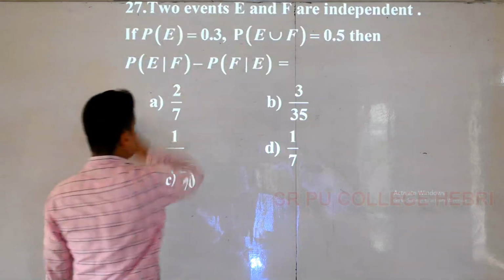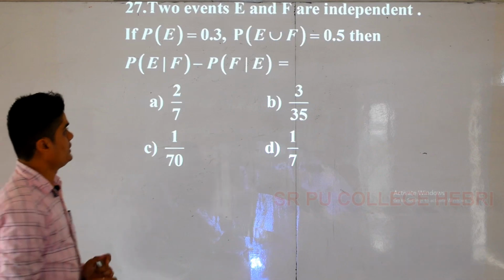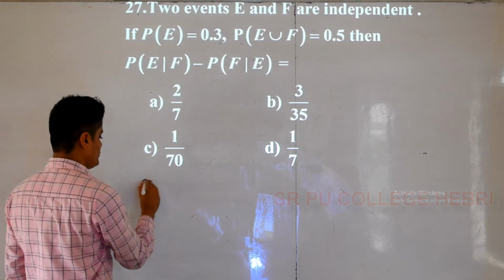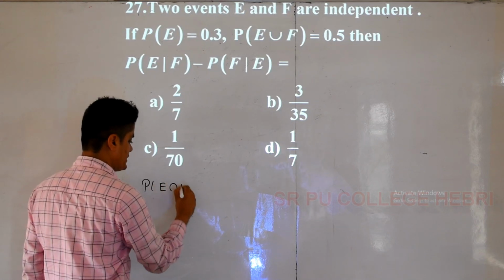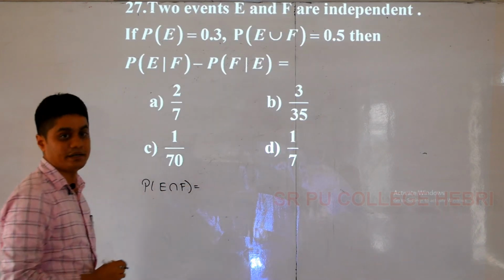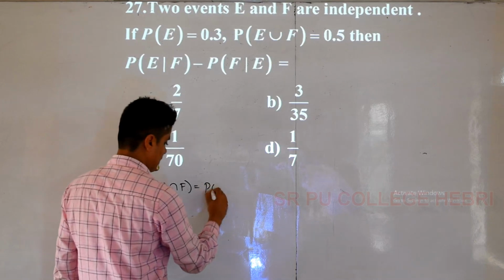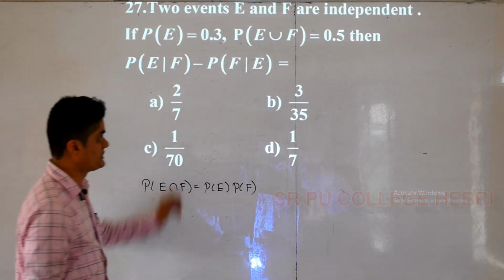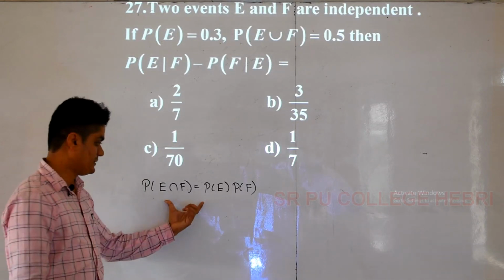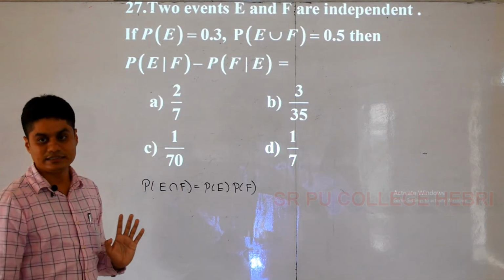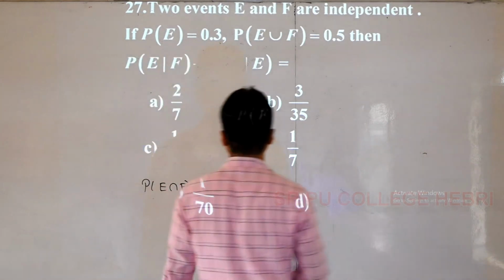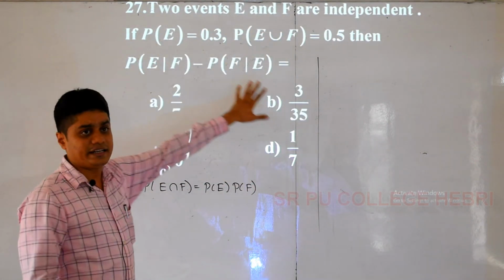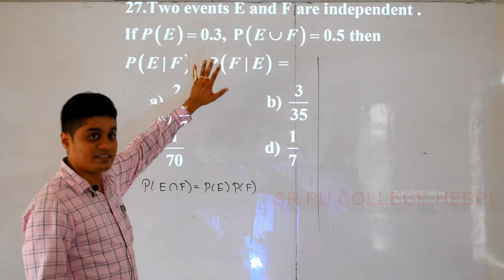Okay, the next question. This is again from probability. Two events E and F are independent. If E and F are independent, then E intersection F equals P of E into P of F. Maybe you remember this, because this concept is important. This simple concept is important to solve this problem. If you remember this, if you know this, then you can solve this very easily. Okay, now I'll show you how to solve this. Yeah, no need to write the given data again because you are answering this in a question paper only.